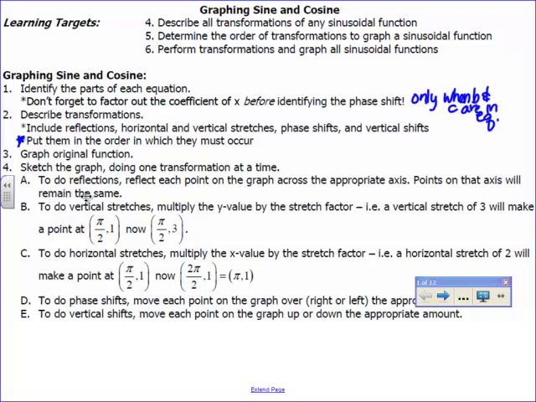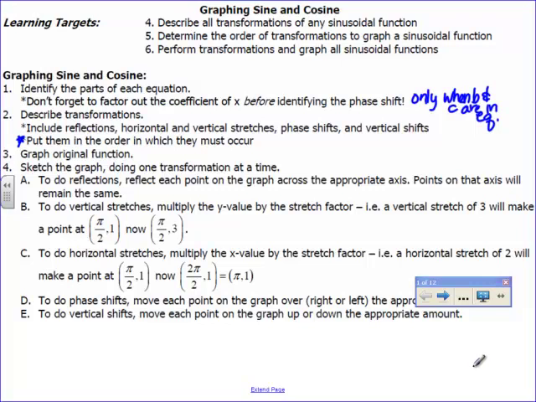To do reflections, take each point and reflect across the appropriate axis. Any points on the axis you're reflecting over are going to stay the same. To do vertical stretches, you would multiply the y value by the stretch factor, because vertical goes with y. So for example, a vertical stretch of 3 is going to make a point now move from a y value of 1 to a y value of 3.